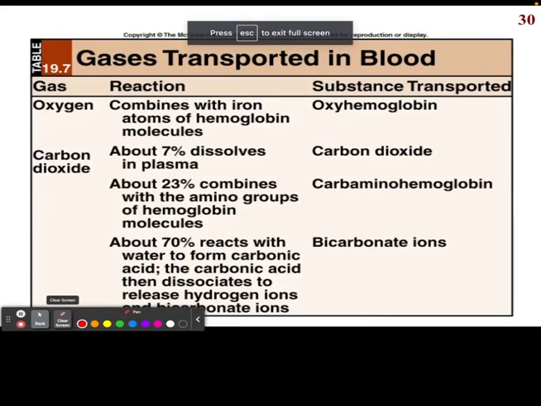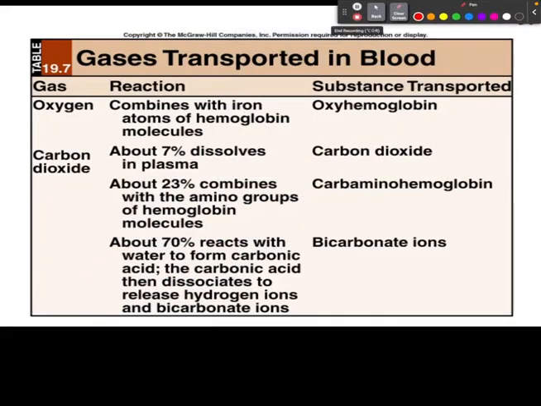Hey everyone, so in this video we will discuss some of the various gases and how they are transported in the blood. Some of this you already know because we talked about it throughout this chapter and a previous chapter.